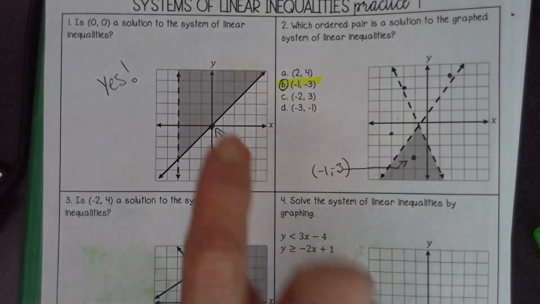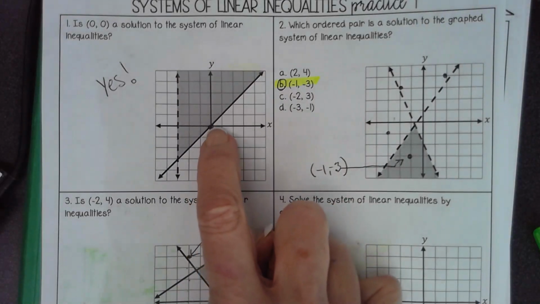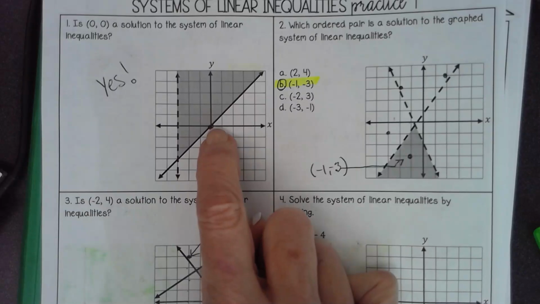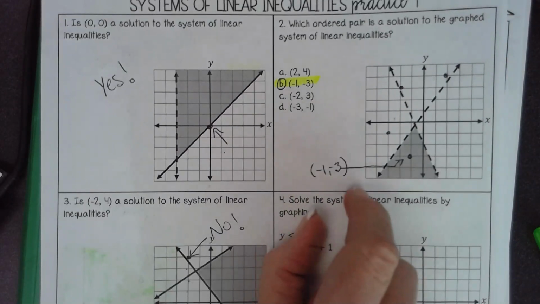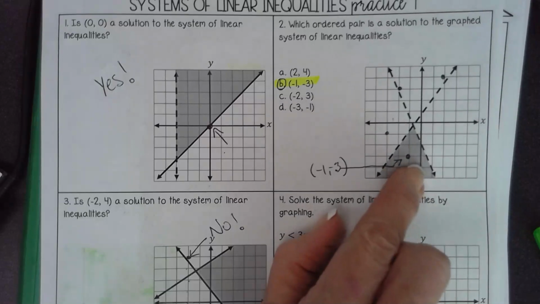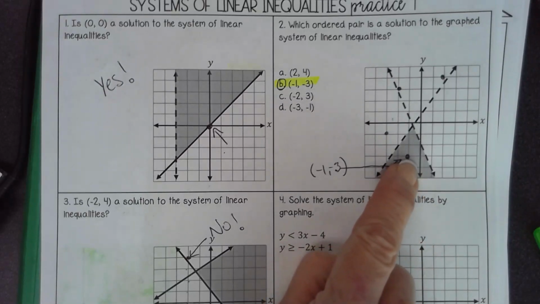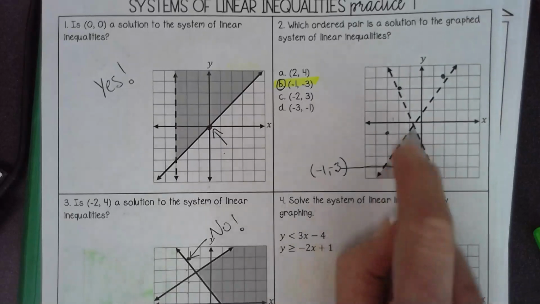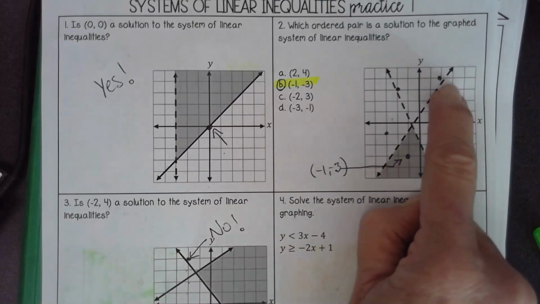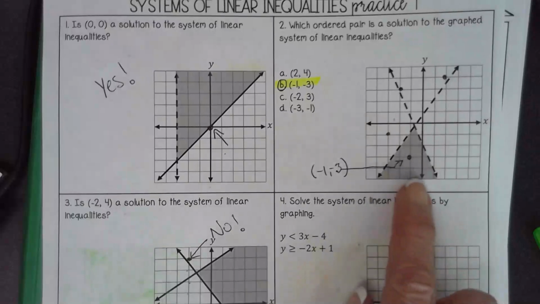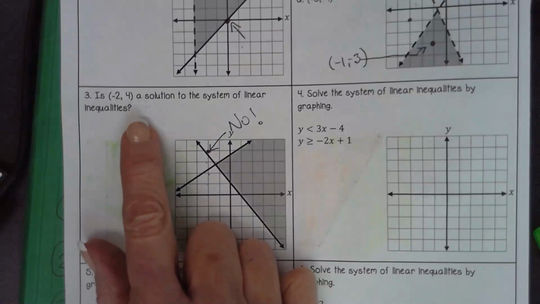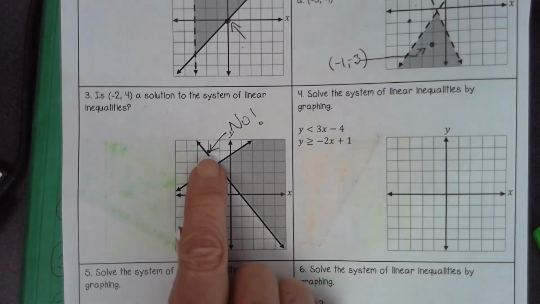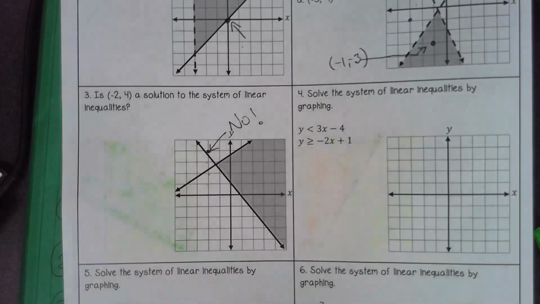Okay, so number 1, (0, 0) falls on the solid line next to the shaded region. It is a solution to the system. Here, the point (-1, -3) falls in the shaded area. It is a solution to the system. I did graph the other 3 so you could see where they're at. They're not in the overlapped region. And (-2, 4) is here. It is not a solution.